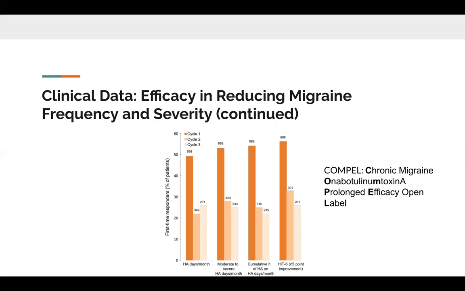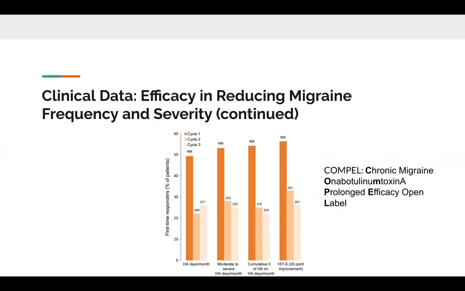Between the first and second cycles, there were substantial reductions in headache days per month, about 688 to 349 percentage. For moderate to severe headache days per month, a similar trend, and same with cumulative hours of headaches on headache days per month, and this HIT-6, which is a headache impact test. It's designed to measure how much of an effect headaches have on one's ability to function in everyday life.